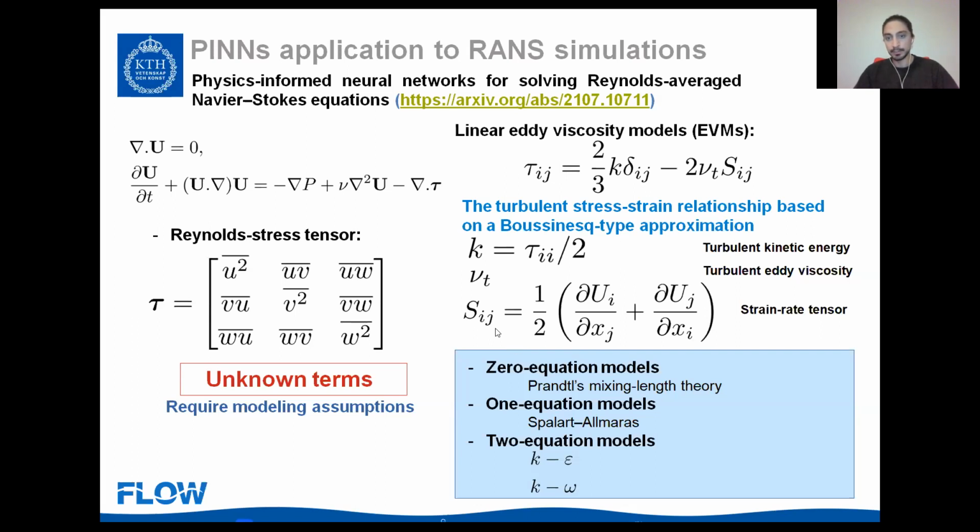So these are useful actually, but there are some modeling assumptions in the framework that would reduce the accuracy of the simulations. So we choose an alternative way to solve the RANS equations by knowing that we have some data, a very small data set that describes some of these terms.